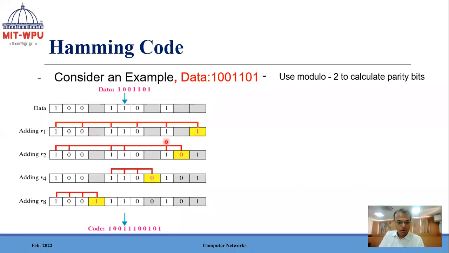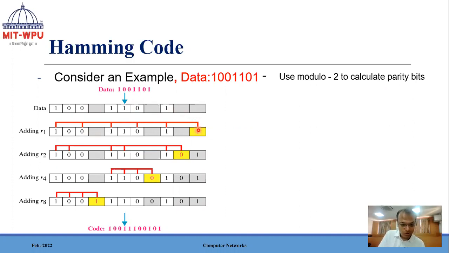Okay. So what we are doing here is we are directly writing the data as it is in the Hamming code: 100, then we have a parity bit, then the remaining 110. Then we have a parity bit, and the remaining 1 is kept over here. And then we have two parity bits, P2 and P1. Okay, or R2 and R1.